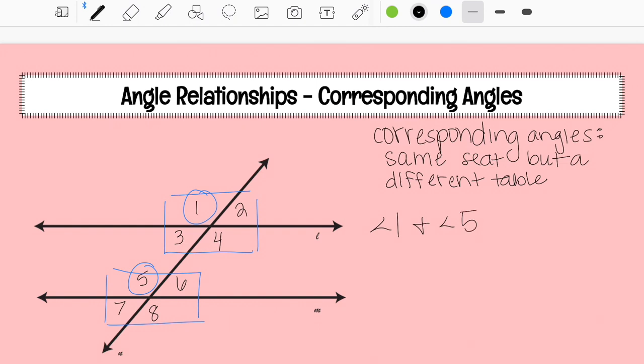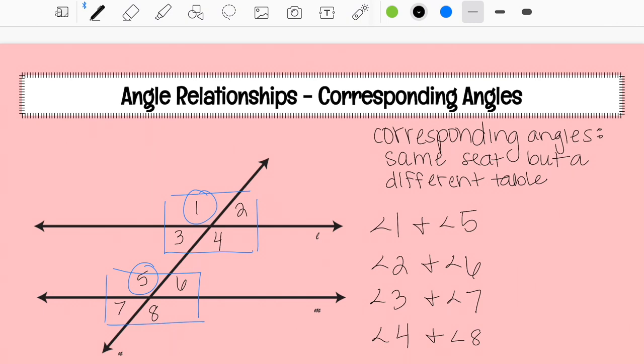At this moment, I want you to pause the video and attempt to label the other 3 pairs of corresponding angles. All right, I hope that you guys got angle 2 and angle 6, angle 3 and angle 7, and then angle 4 and angle 8.